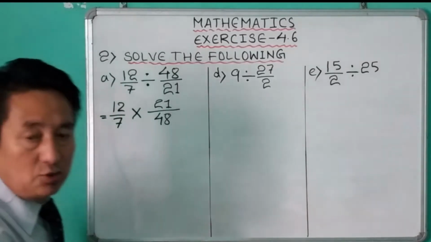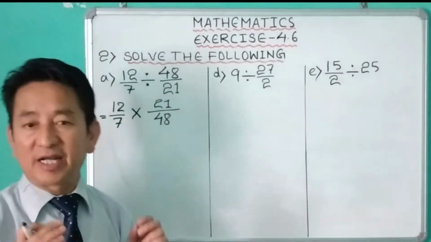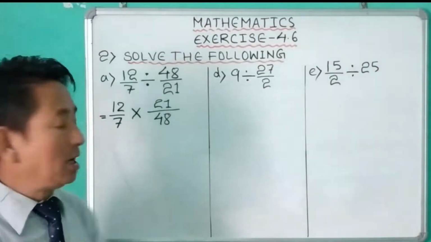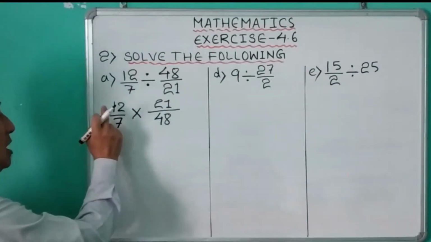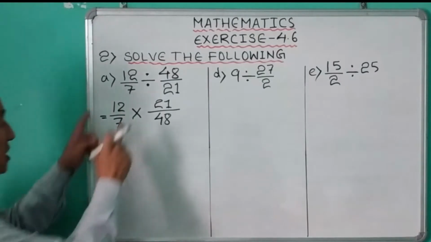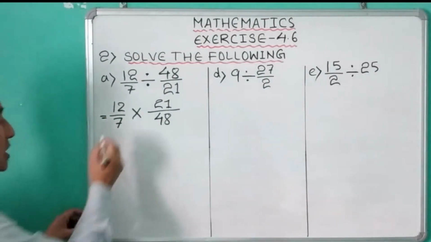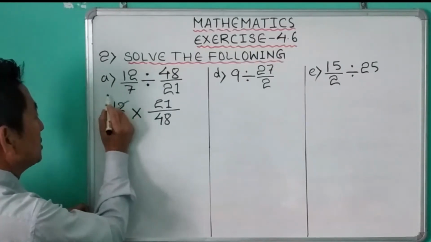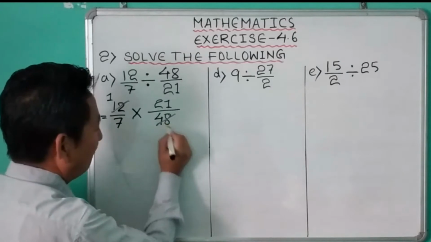We have to use the highest common factor, or GCD, greatest common divisor. Here 12 is the common factor between 12 and 48. Both of these are divisible by 12. 12 ones are 12, 12 fours are 48. So we'll cancel this by 12.